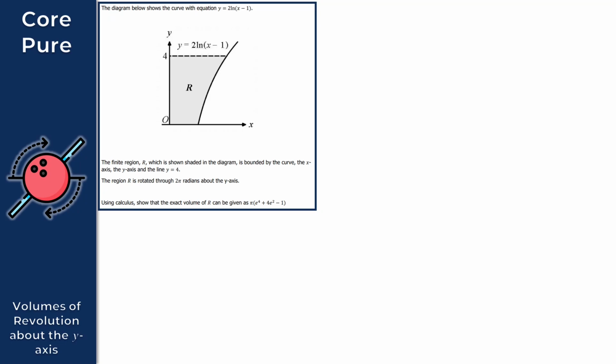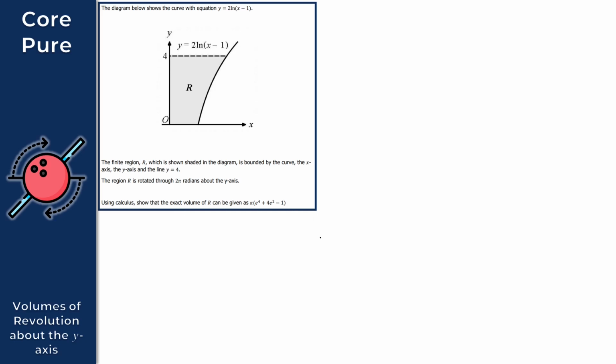So what do we have for this question? Well, straight away we can see this diagram, and this diagram shows the curve with the given equation y equals 2 ln of x minus 1. We have the finite region R, which is shown shaded in the diagram, and this is bounded by the curve, the x-axis, the y-axis, and the line y equals 4. The region R is rotated through 2 pi radians about the y-axis, and it says, using calculus, show that the exact volume of R can be given as this.